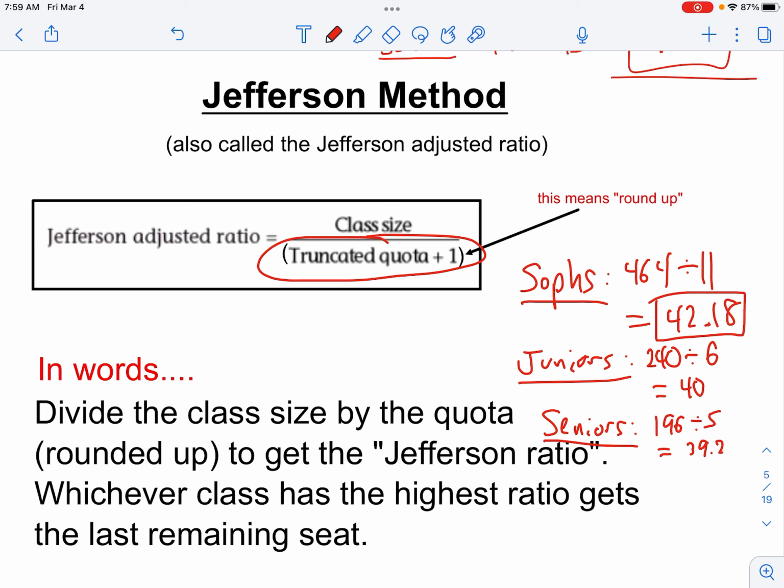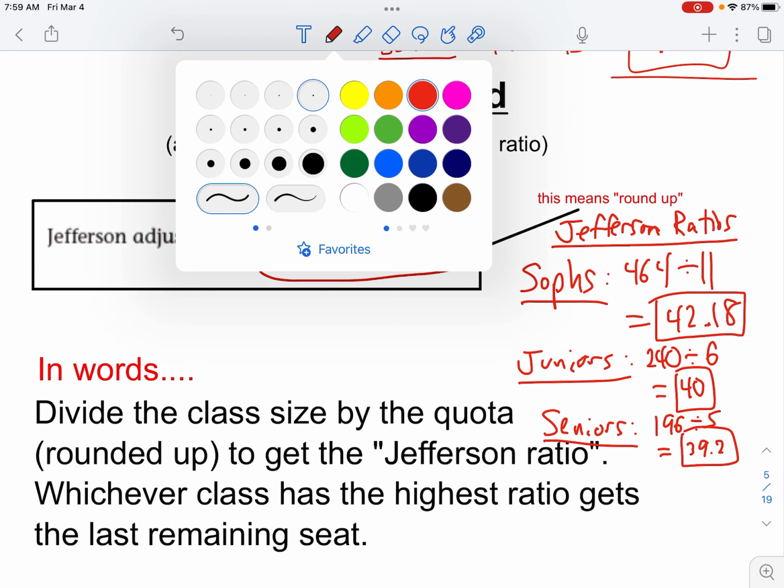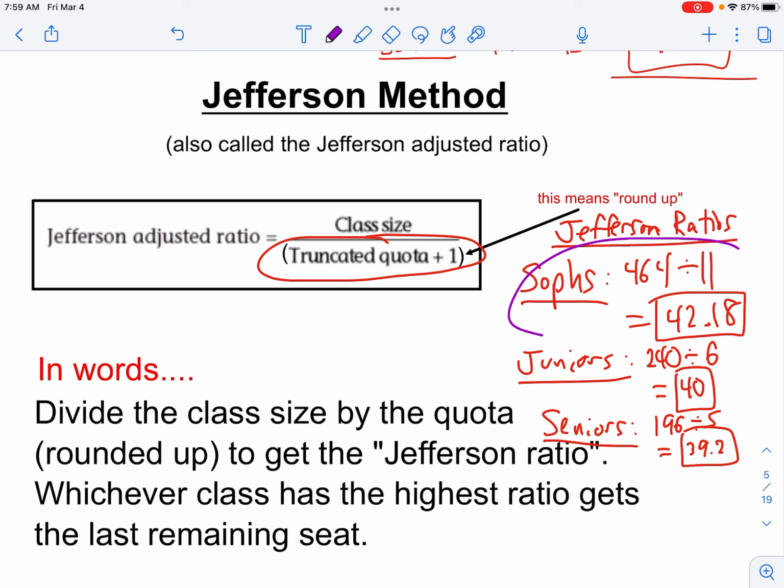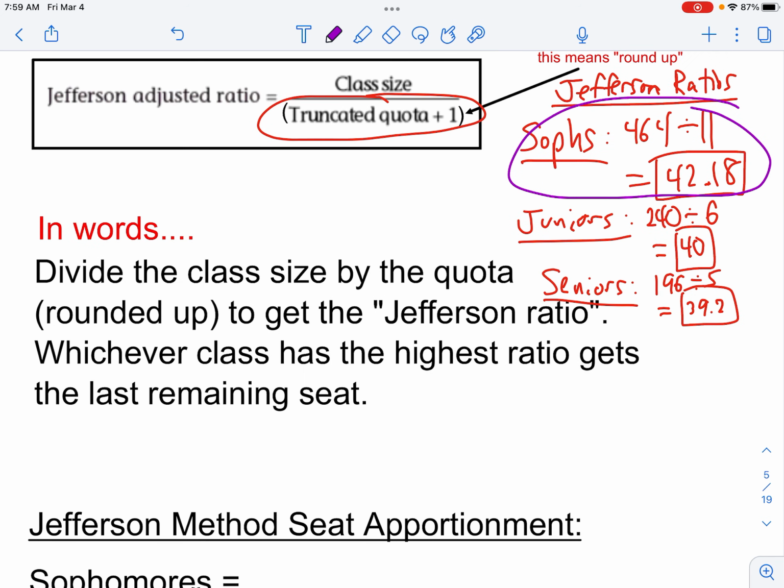So these are called the Jefferson ratios that you're finding. These are not the final answers. You're just using these ratios to declare a final winner. So the highest Jefferson ratio of all is the sophomores. Highest ratio is sophomores. So you round their quota up. You don't round these up. The 42 does not round up. The 40, the 39, you're not rounding those. Those are just hypothetical ratios used to determine who should get the seat.